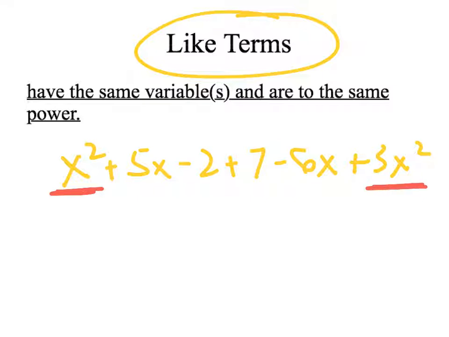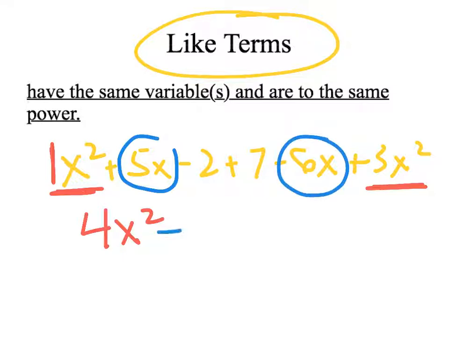So x squared and 3x squared, remember there's a 1 right there, we just didn't write it. We can put those together. So we have a total of 4x squared. And then we can look for some other like terms. We have the 5x and the negative 6x, which is negative 1x.